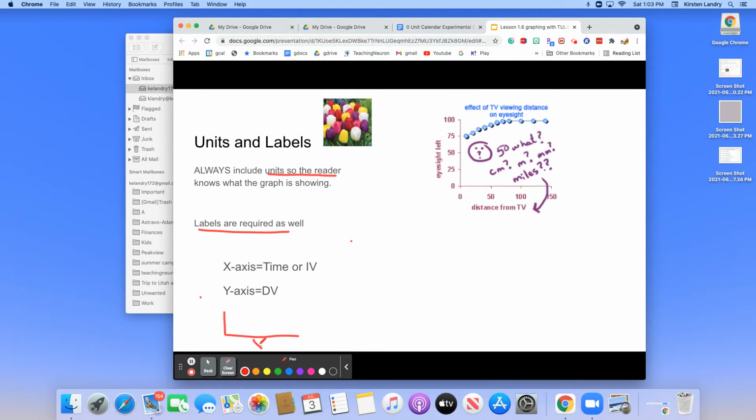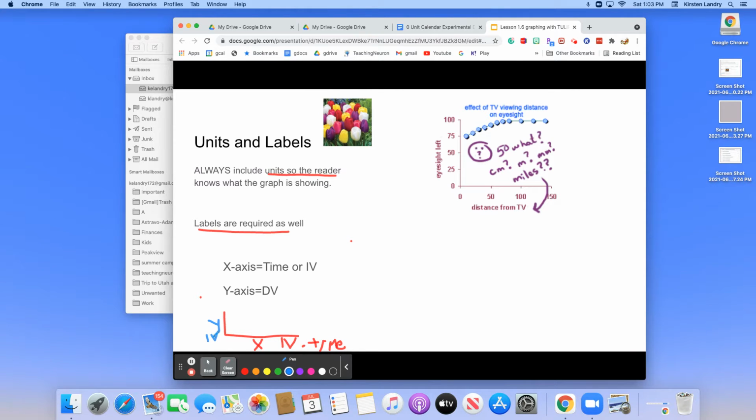Okay, this is the x-axis, and this is going to be either your independent variable or time, depending on your experiment. Okay, and then on the y, which is over on this side, let me change colors. Over here is y. This is your independent variable, what you measured.